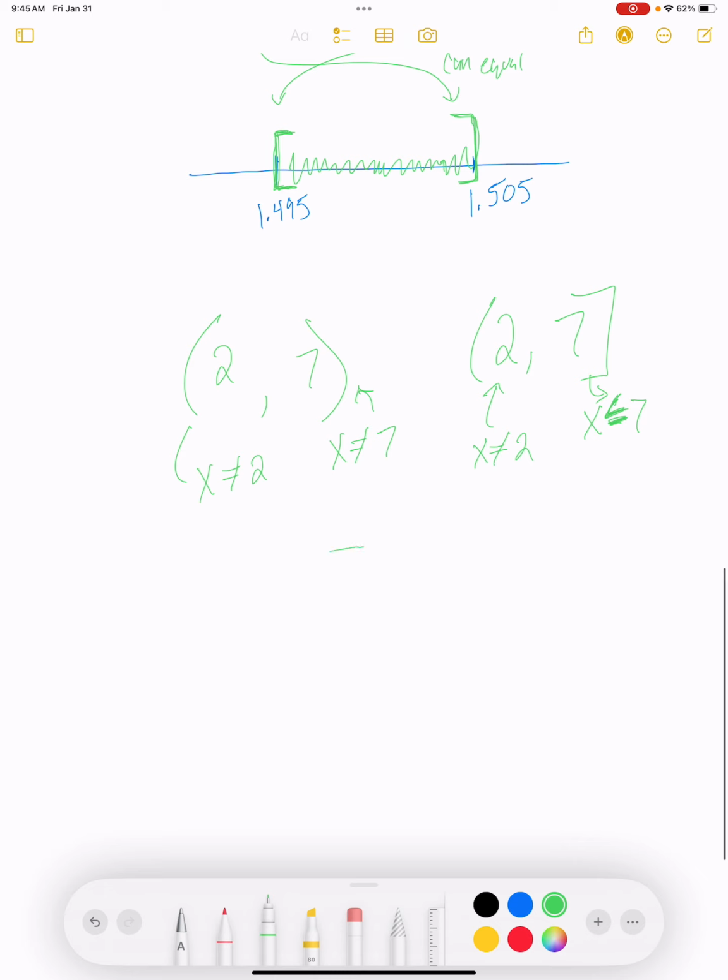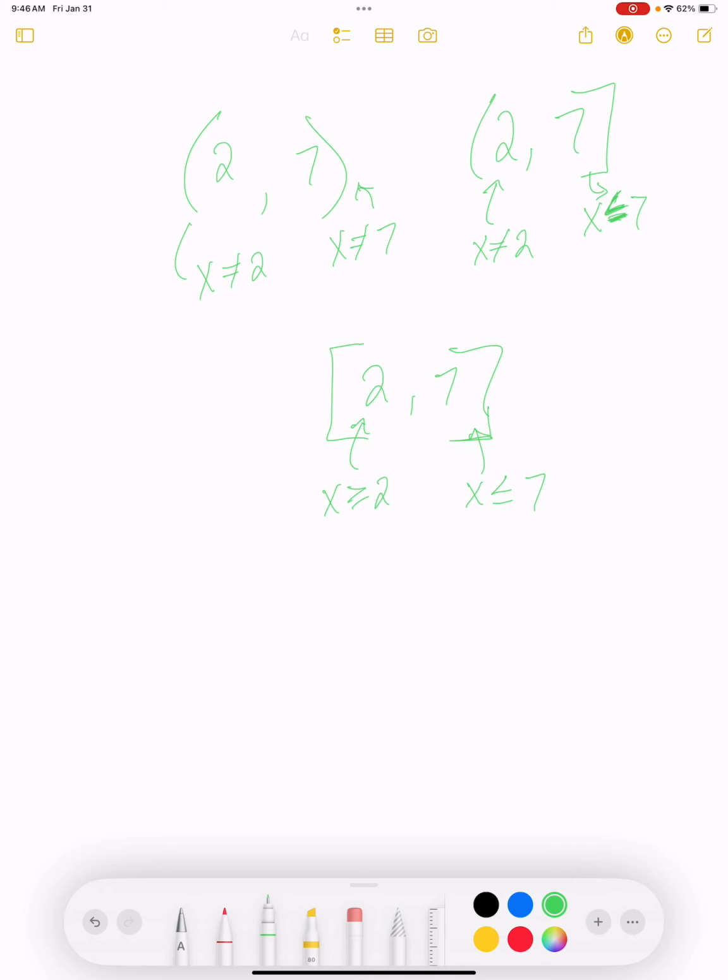And then, like this, 2 to 7. Same kind of thing. X greater than or equal to 2. X less than or equal to 7. And then, of course, if we're talking about infinity, negative infinity to positive infinity, it's always parentheses.